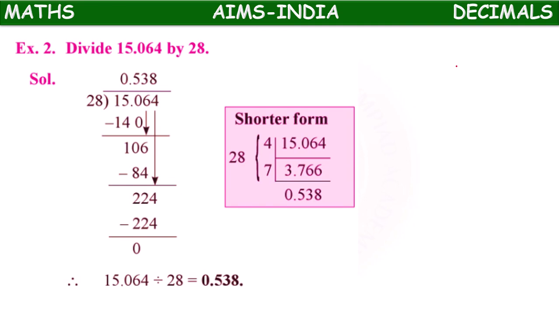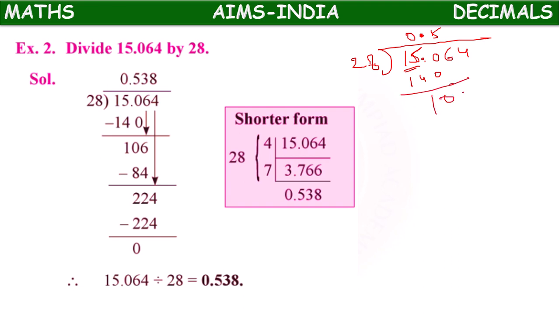Next one. Divide 15.064 by 28. We have to divide by 28, because this 15 is smaller than 28, not divisible. We can take 0, point above point. We can consider 0 here. Then it will become 150. 28 5 times, so 140. 0 minus 0, 0. 5 minus 4, 1. So 6 we can carry down.